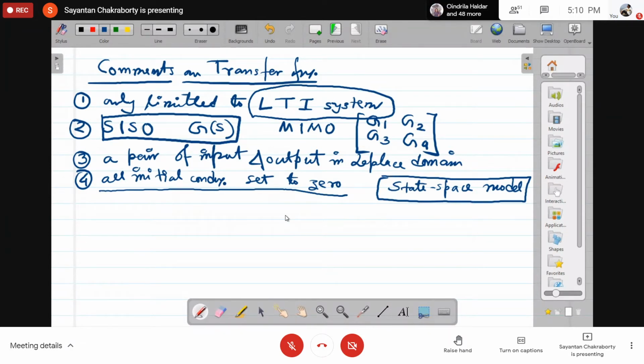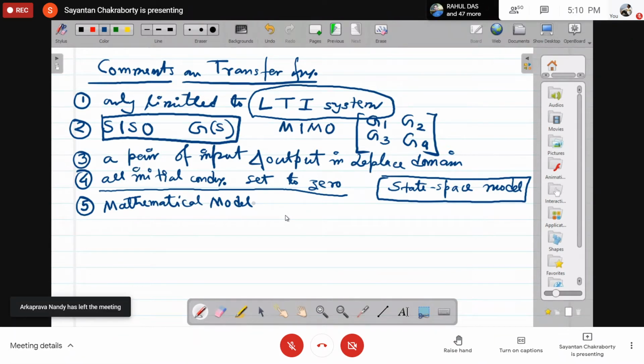Then the transfer function of a system is basically a mathematical model. It's a mathematical model of the system, and it is an operational method of expressing the differential equation that relates the output to the input. Okay. So it's basically a mathematical model, and that expresses the operational characteristics of the differential equation that relates the output to the input. Okay? So it's basically a mathematical model.